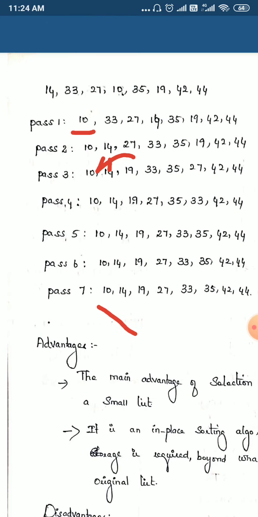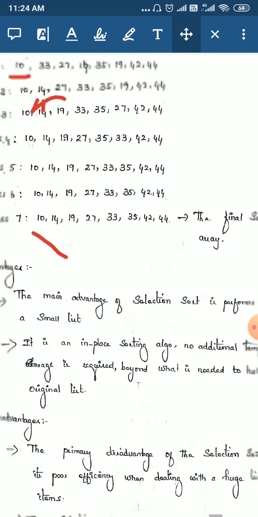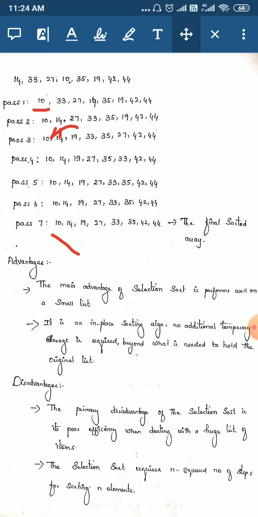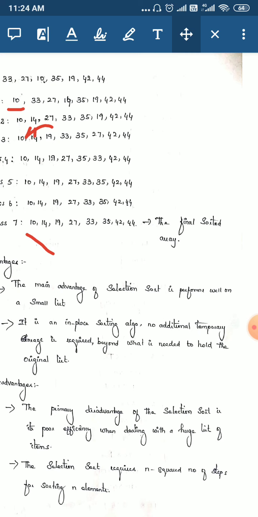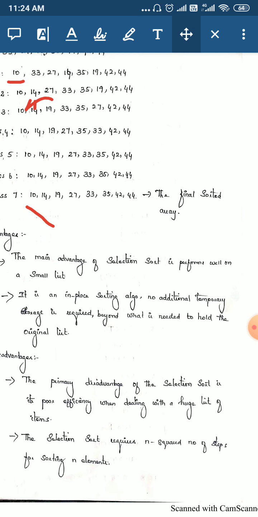Then we have the advantages of selection sort. It performs well for a simple small list, and it is an in-place comparison-based algorithm. So it doesn't require any extra or temporary storage for performing the sorting. Only what is required to hold the original list is needed.